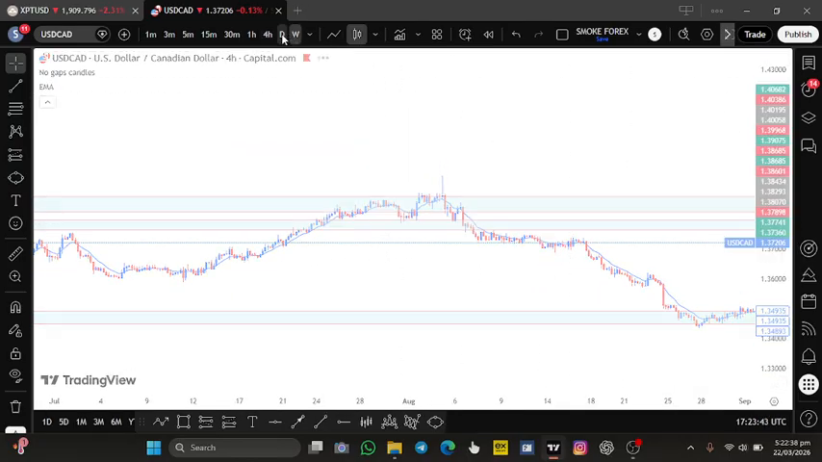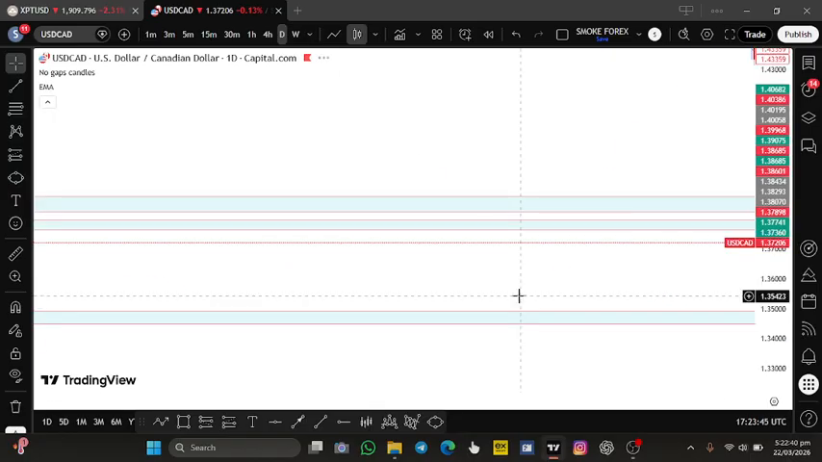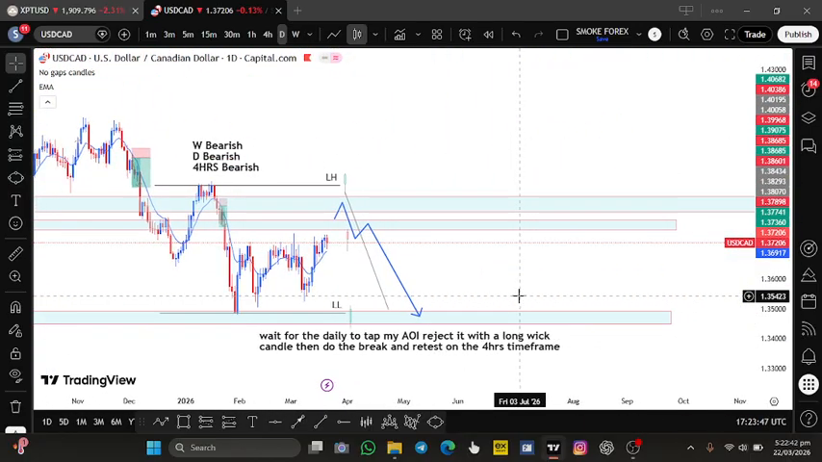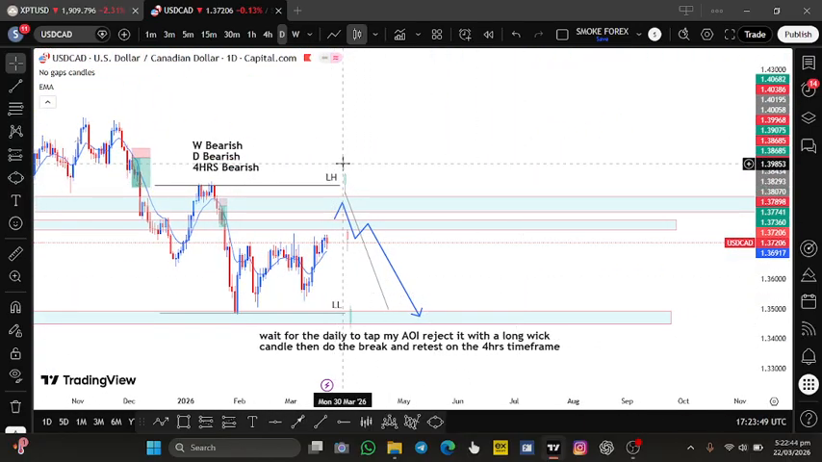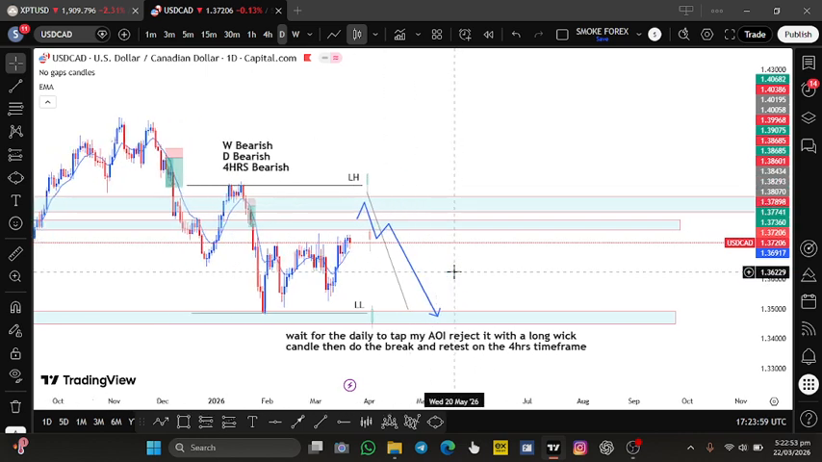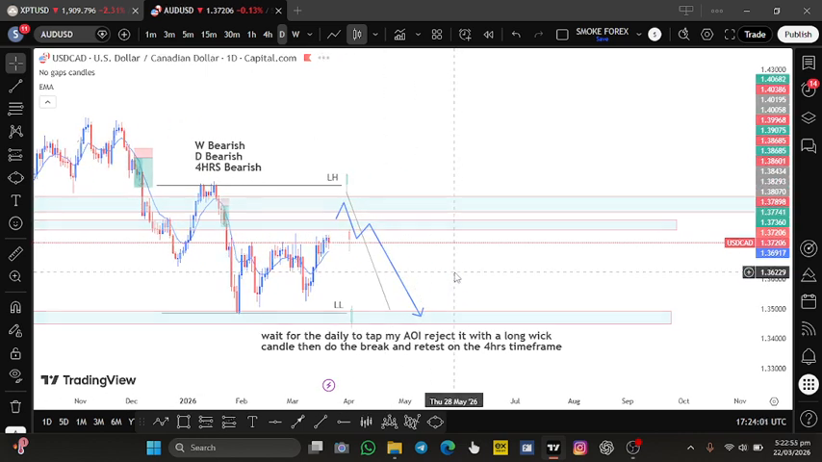So that's for USD CAD. I'll be selling the moment I see price reject, giving me the daily rejection. I'll wait for the daily rejection, then the break and the 4 hour retest at this area, either this area or this area. So that's for USD CAD.